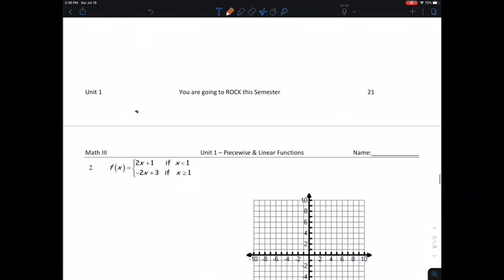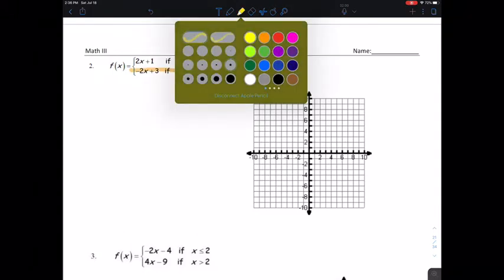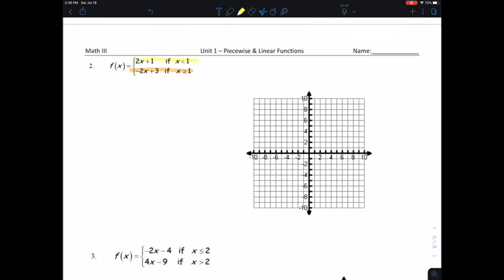Let's try another example. Again, we have two linear functions. And again, all the problems that we're doing today are linear. So we have two linear functions, and they're defined by when x is greater than or equal to 1, we have -2x plus 3. When x is less than 1, we have 2x plus 1.